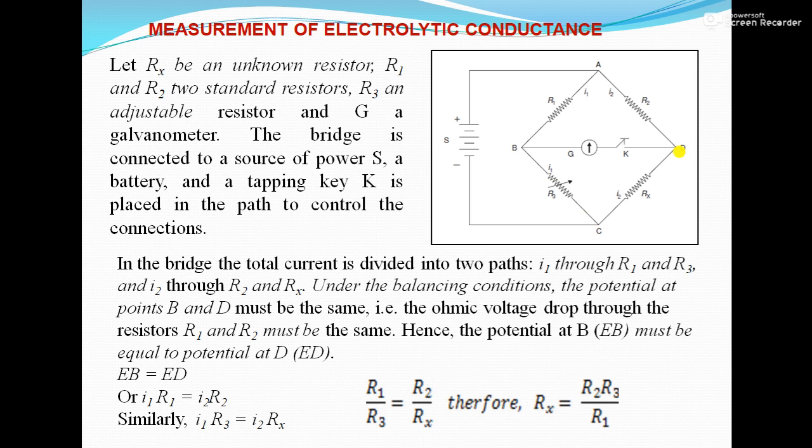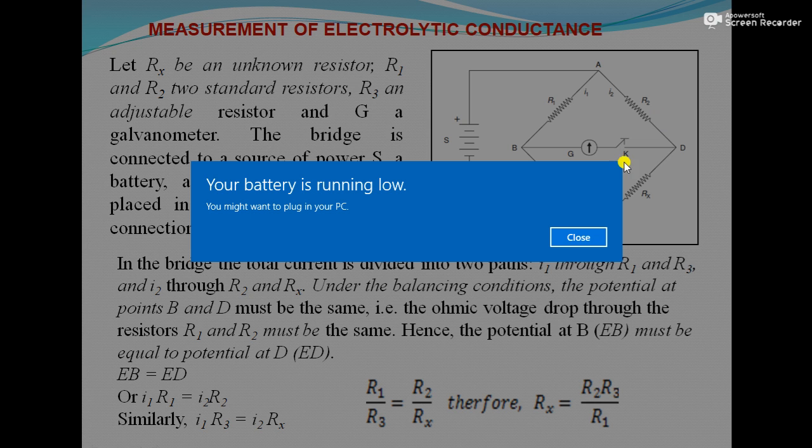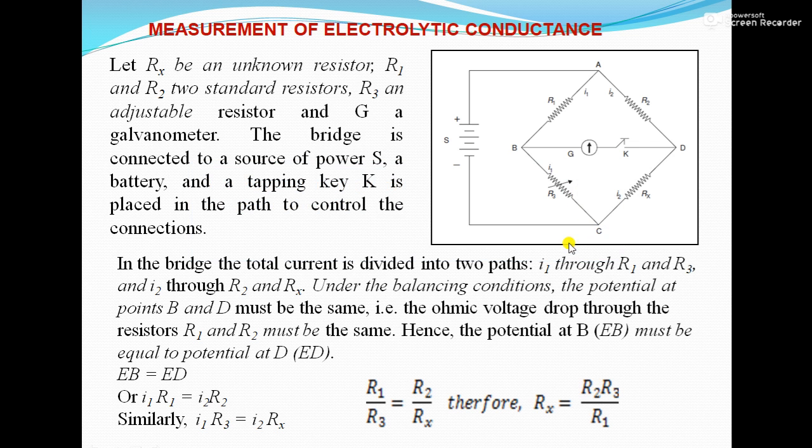So that is nothing but I1 R1 is equal to I2 R2. Similarly, I1 R3 is equal to I2 Rx. So these are the terms. This potential difference is equal to this potential difference, then this one is equal to this one. Upon dividing, you will get this formula, that is Rx is equal to R2 into R3 upon R1. So this is the Wheatstone network bridge method.